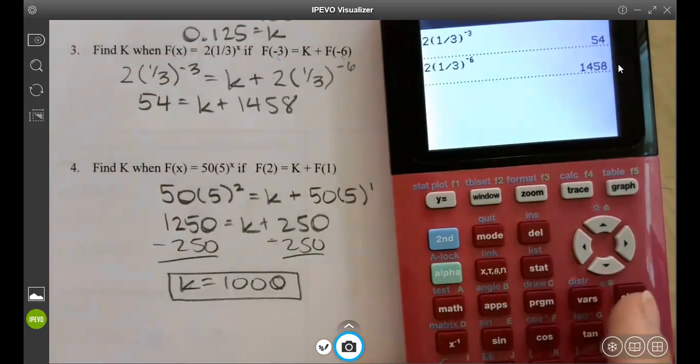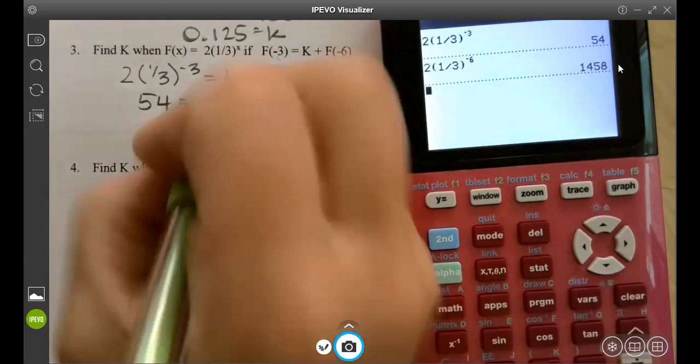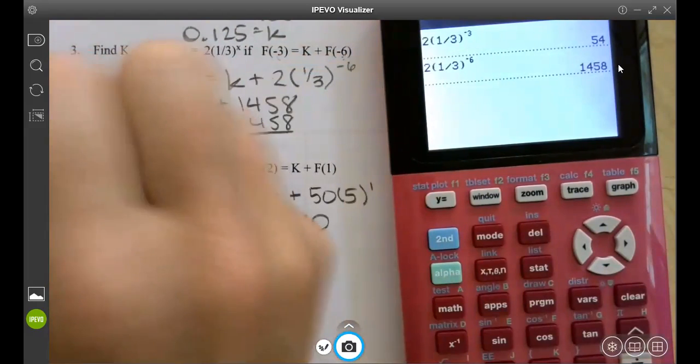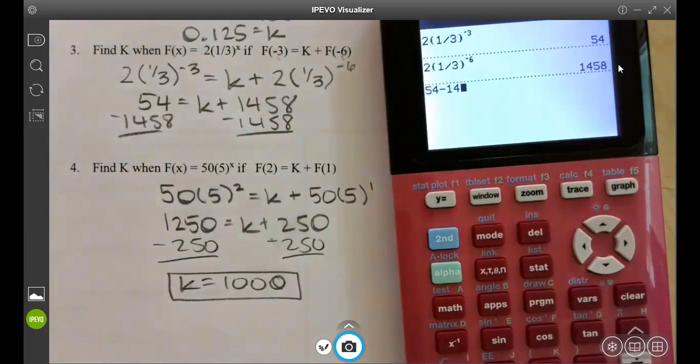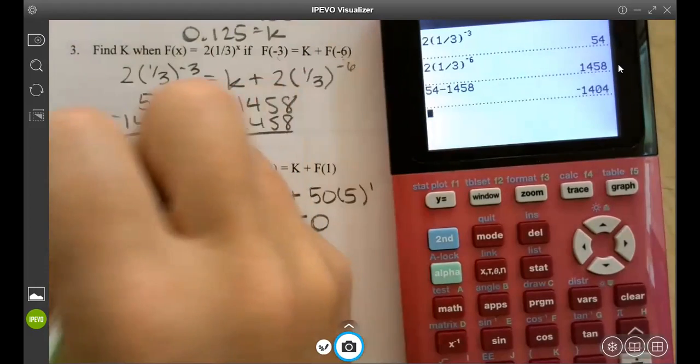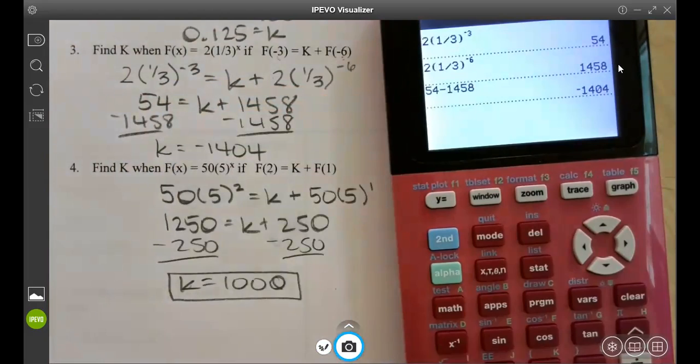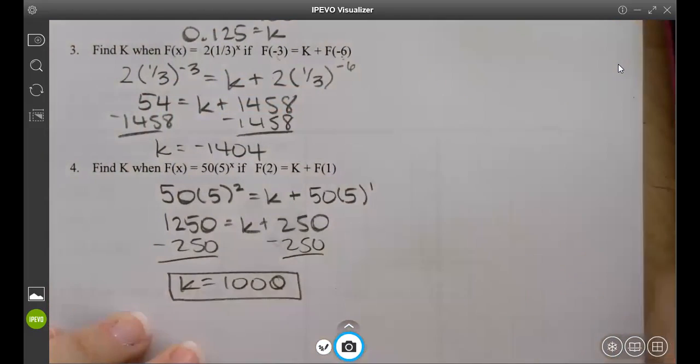How do I solve? Subtract 1458. Thank you. So 54 minus 1458 gives us -1404. And that's it. So that's all you have to do to evaluate those.